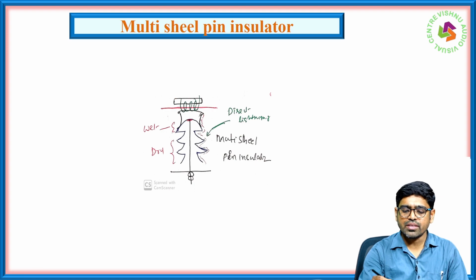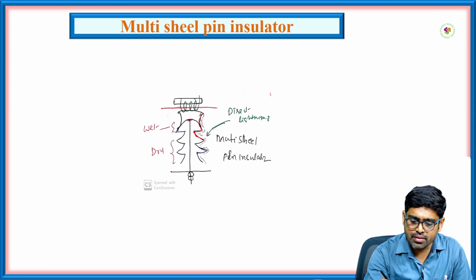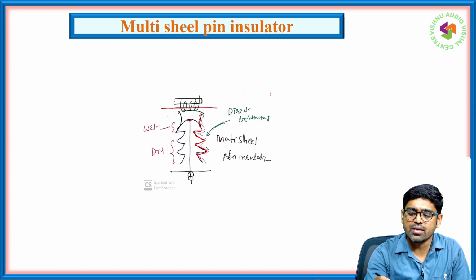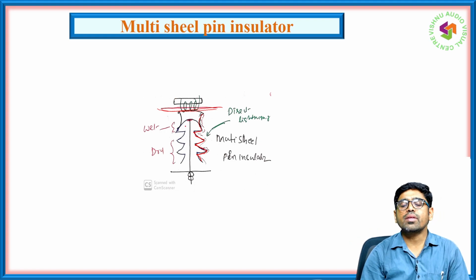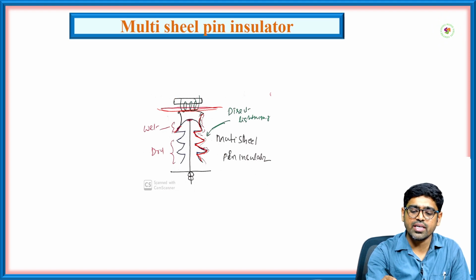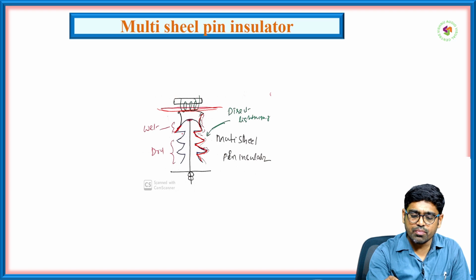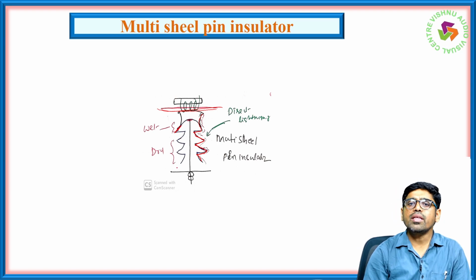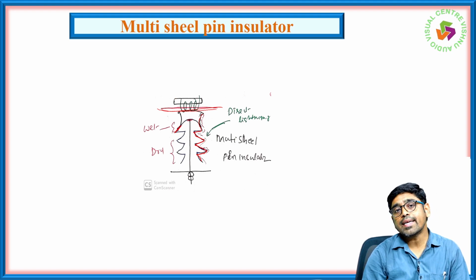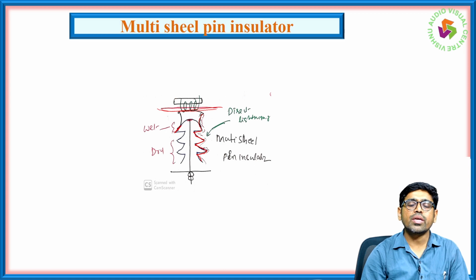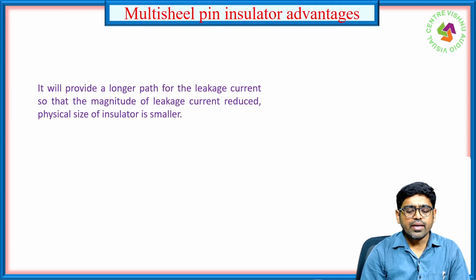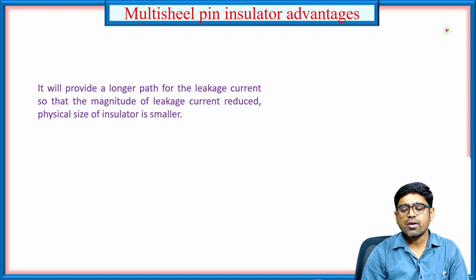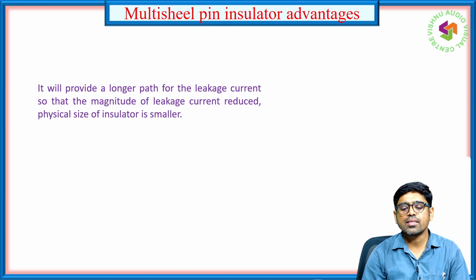Multi-shell means it has a shell type of structure like this, and the conductor is placed at the top. Whenever rain comes, the top shell gets wet, but the bottom shell stays dry, so there is no leakage current passing through the pin. It provides a longer path for the leakage current, so the magnitude of leakage current is reduced, and the physical size of this insulator is small. That is the way the multi-shell insulator works.